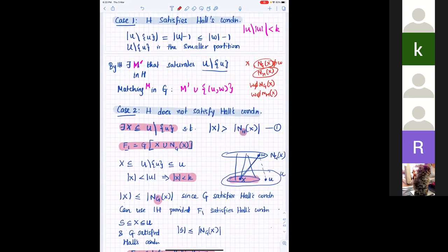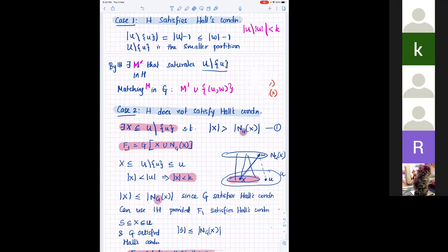No, so U is removed. Like, when you construct F1, you only look at... so U is removed from F1. Ma'am, otherwise I don't understand how we can take a matching without U. We cannot be sure, right? It will contain a matching, but without U.